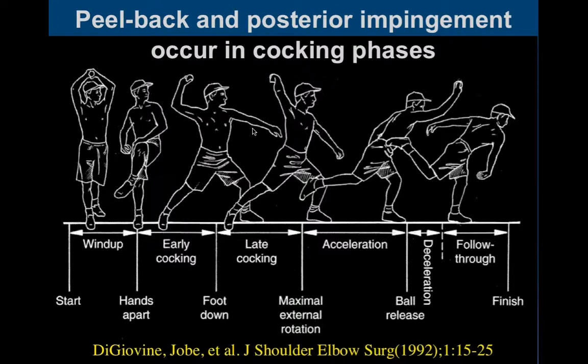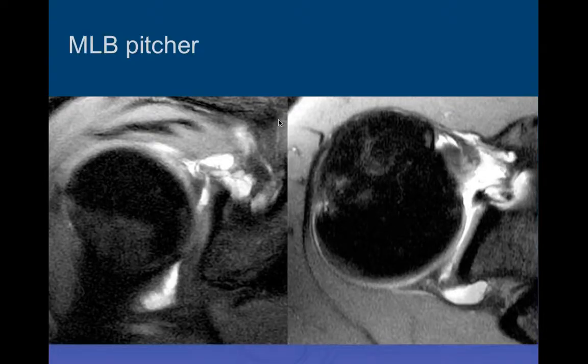In the early acceleration phase, that's when you really put tension on that biceps tendon, pulling from the wrong direction, and that's where these peelback lesions tend to occur.